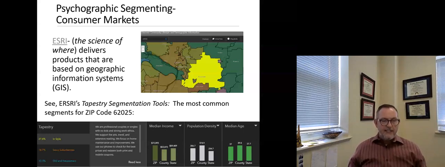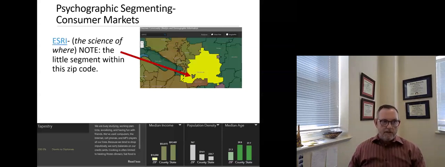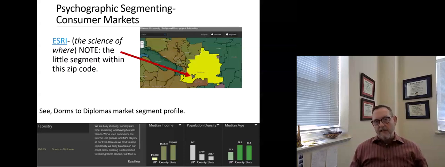And so that's kind of the idea here. Now, one of the interesting things in this particular zip code is there's a university located right in the middle, which has its own zip code, its own space, but that is the footprint of a university. And it is populated by one type of profile and only one, dorms to diplomas.